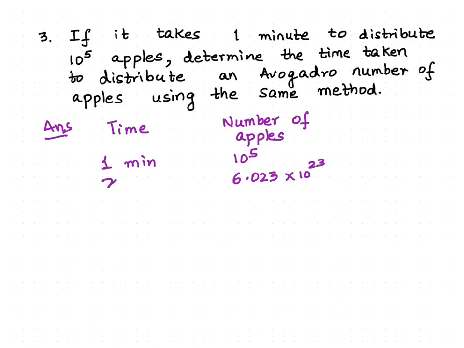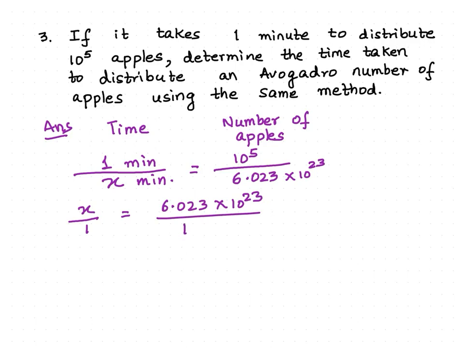So what is the time taken over here? We don't know. Whatever we calculate will be in minutes, correct? So what do we have? 1 divided by x. What do I do? Divide this by this, divide this by this, is that clear? Or we could also write this as x by 1 is equal to 6.023 into 10 to the power 23 upon 10 to the power 5.